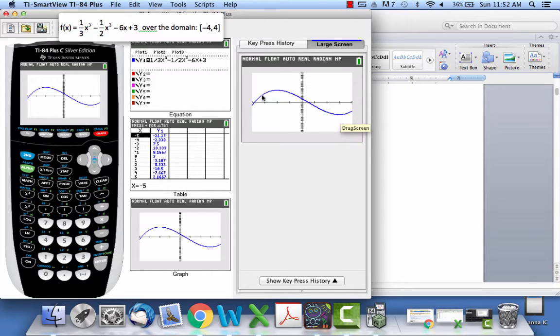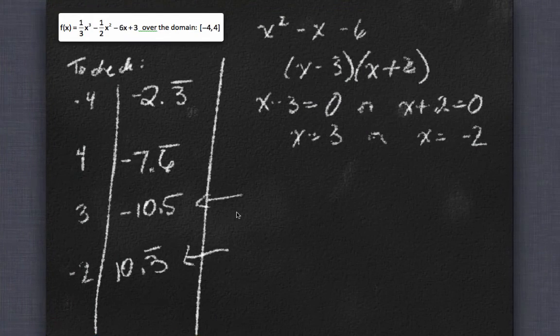So we can now see the shape of the graph. And then we could have just plugged those two in and skipped the -4 and 4 because they were clearly not the max or the min. But whatever way feels more comfortable is fine.